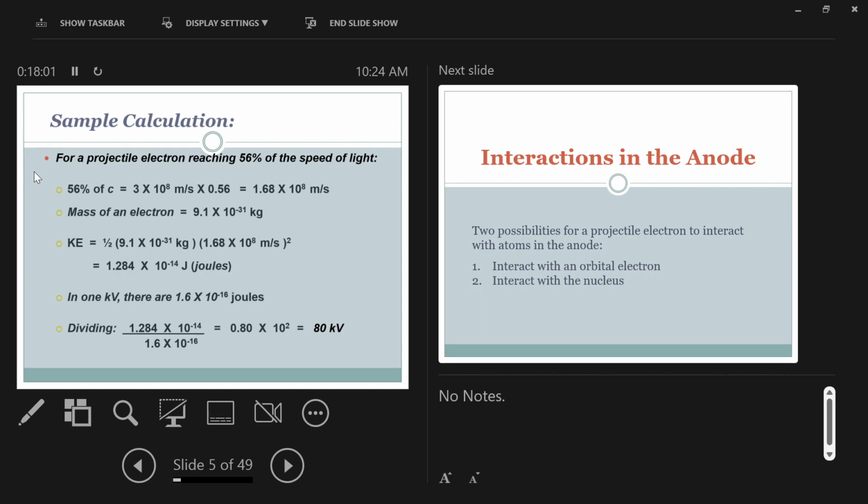Would you guys humor me and plug that into your phone? 1.284 divided by 1.6. Good. 0.80. You've got the left side of the answer. Now, to get the right side of the answer: when we divide in scientific notation, we subtract the denominator's exponent from the numerator's. So it's 10 to the negative 14 minus 10 to the negative 16.